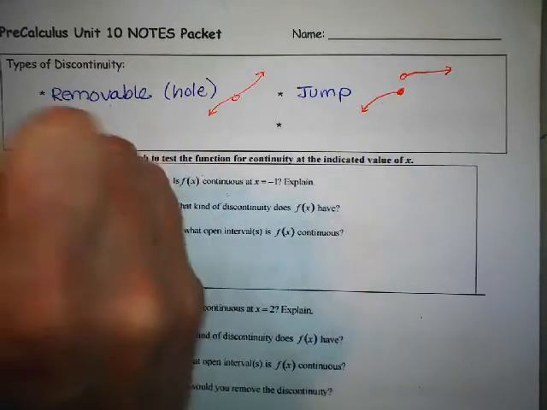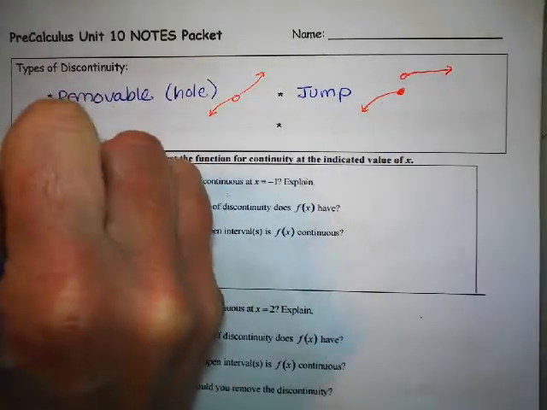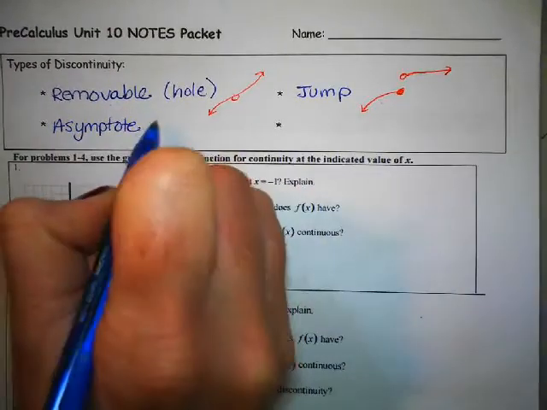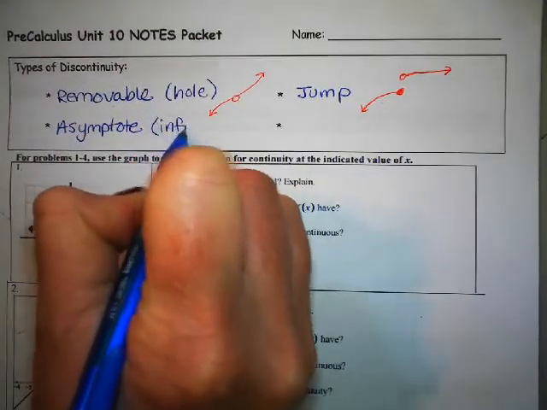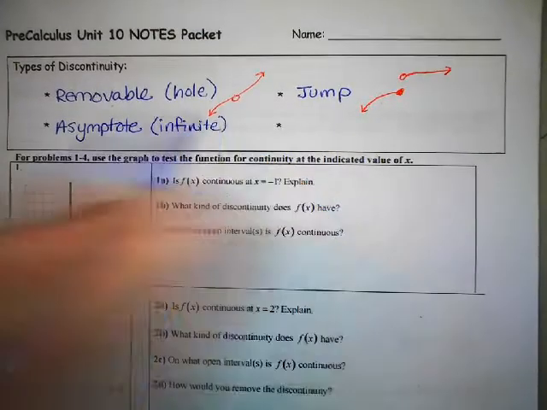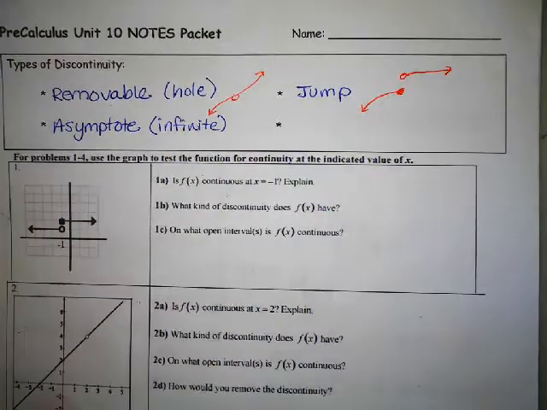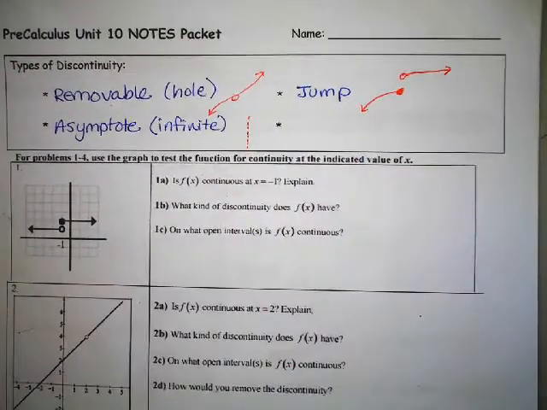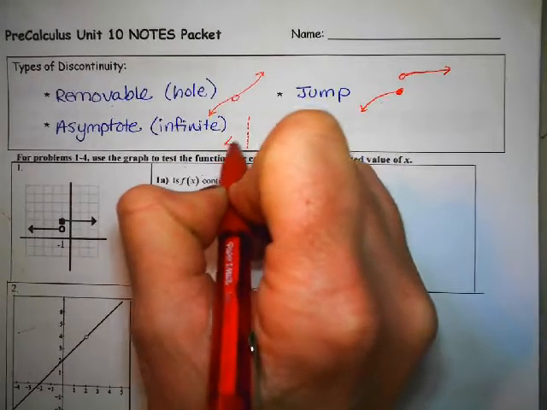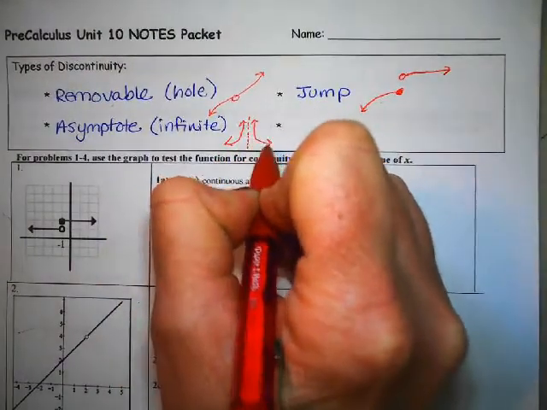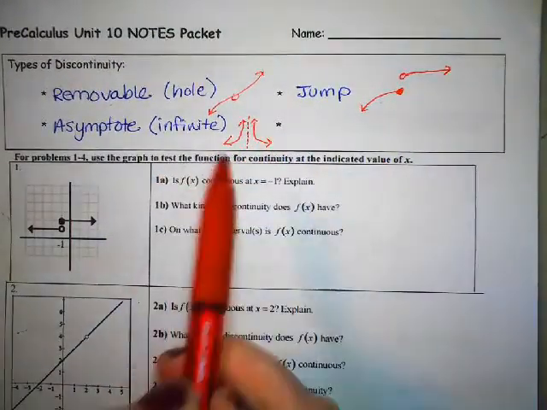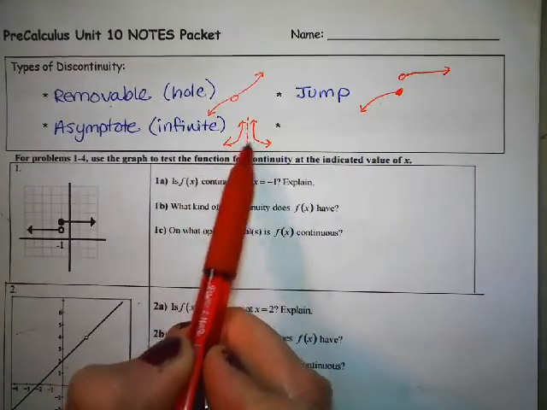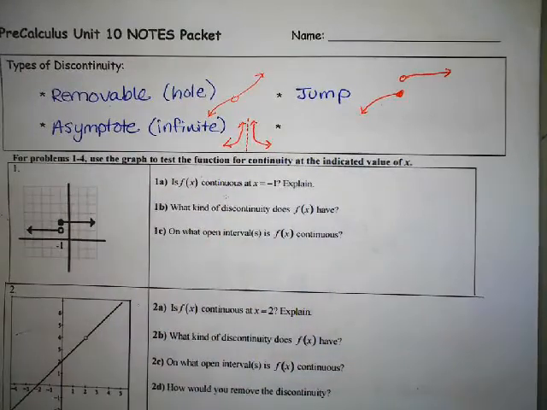The third type is called an asymptote. You might also hear this type being referred to as infinite discontinuity. What that type looks like is there's going to be an asymptote in the middle of your graph, so a dotted line, and your graph might look like this. This function is discontinuous because of that asymptote. It's in the way. It does not allow me to draw the whole thing without picking up my pen.